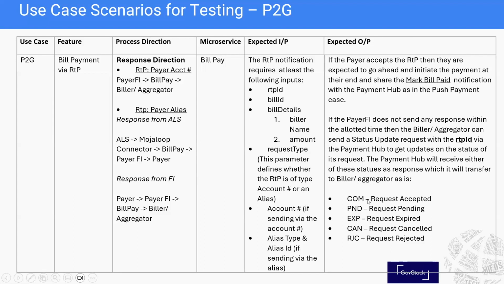So in case the request has been accepted, it sends this. If the request is pending, which means the user has still not accepted or rejected it, or whether that request has expired, whether it was cancelled, or whether the request was rejected. So these are the statuses.